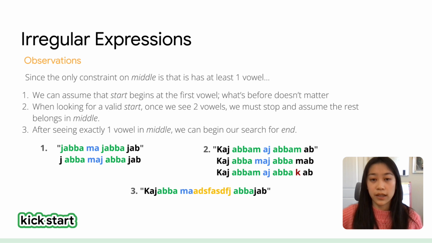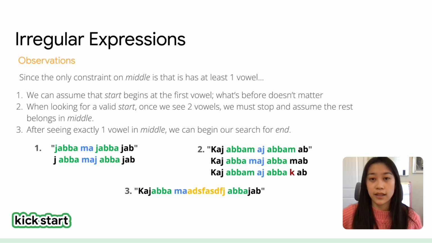Looking at example 3, after we decide that the start word is ABBA, we see the next vowel A, which is highlighted in blue, and then we can look at the rest of the string, starting from ADSF onwards, and see whether ABBA appears. If it does, we say that everything before the end word ABBA is actually part of the middle. These excess letters are highlighted in yellow.